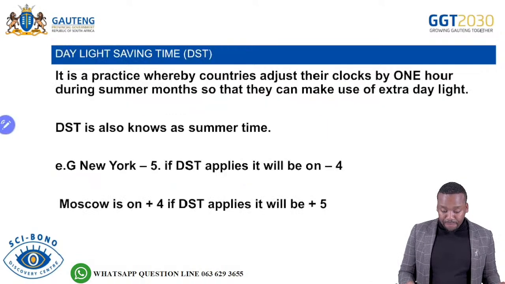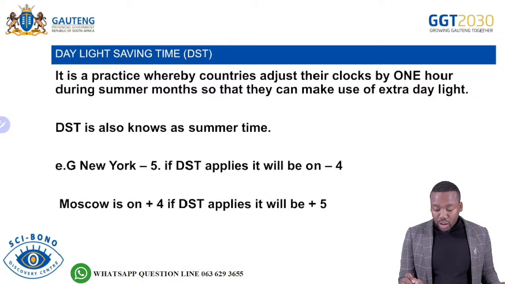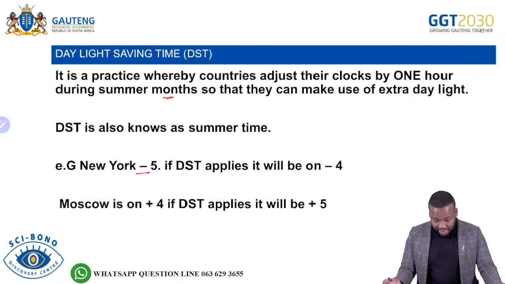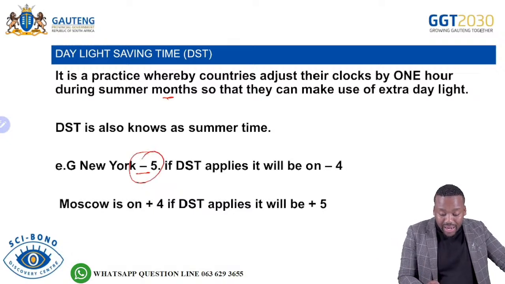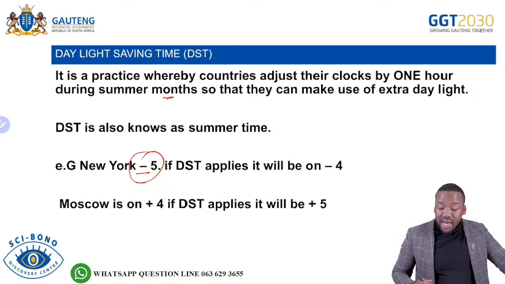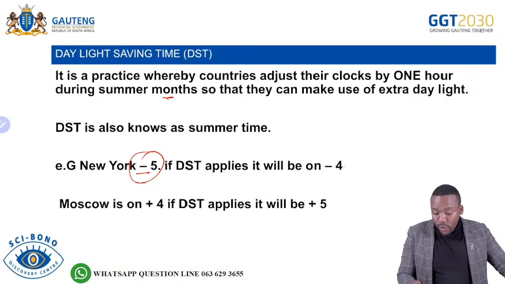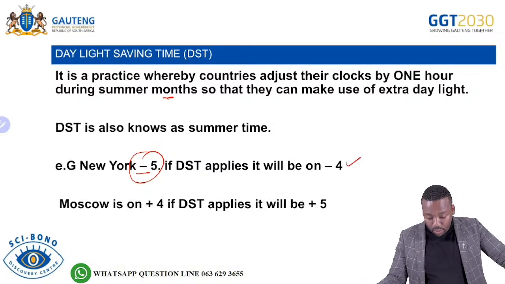DST is a practice whereby countries adjust their clocks by 1 hour during summer months so that they can make use of extra daylight. DST is also known as summertime. For example, if we are saying that in New York they are practicing DST, then basically, your standard time for New York is -5. But when we say they are applying DST, remember we said we add. And when we add, where do we move? We move to the right. Therefore, New York will be on -4.